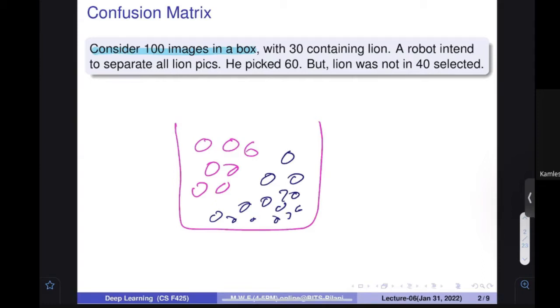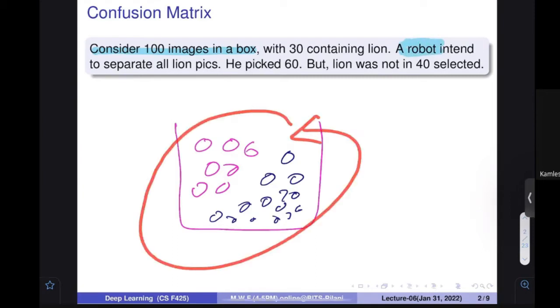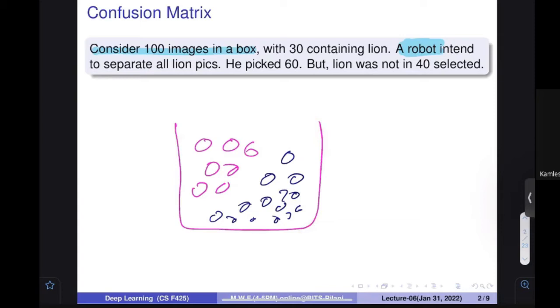Let's assume that we have developed a robot, and we have asked that robot to go and search this particular box and give me all the images where there is a lion. This is the problem. Let's assume that my robot has picked 60 images out of this. So it brought 60 images to me, and my robot was thinking that all of them have a lion, because the robot has given them to me. But only 30 images were containing a lion, and now it is giving me 60. So there must be a problem.